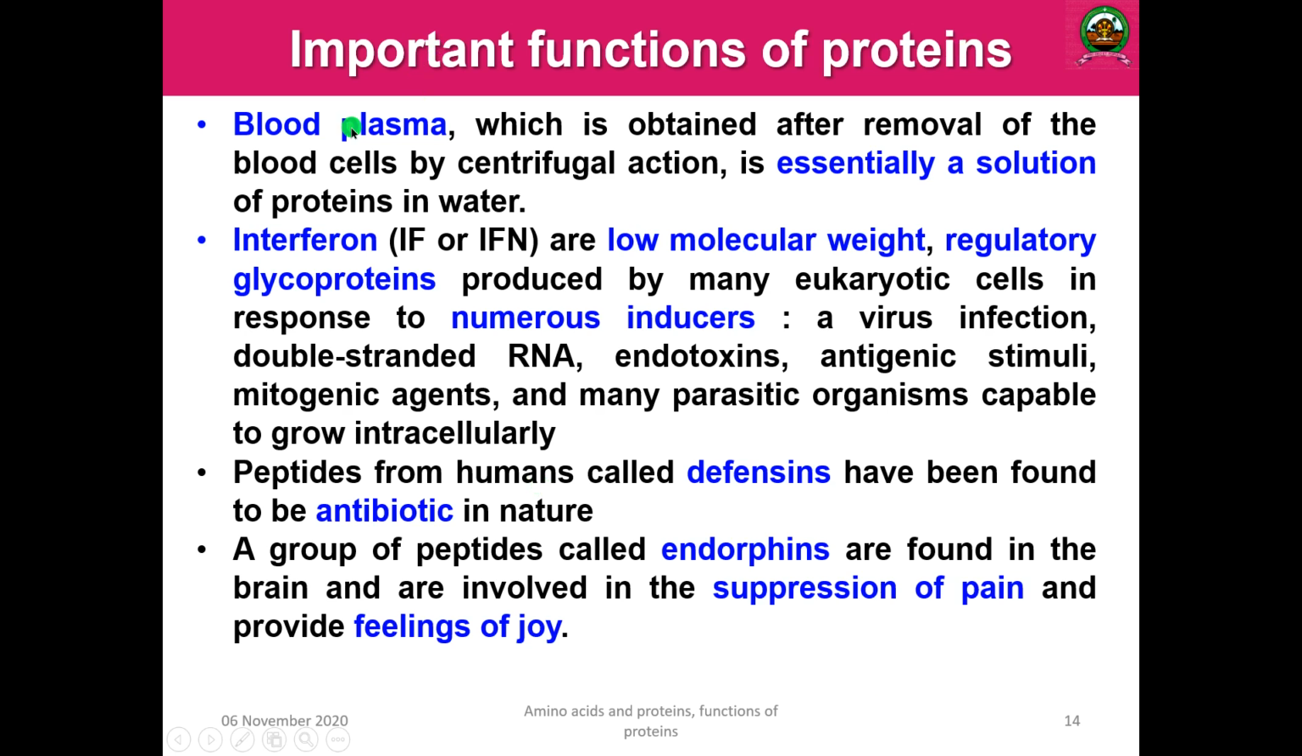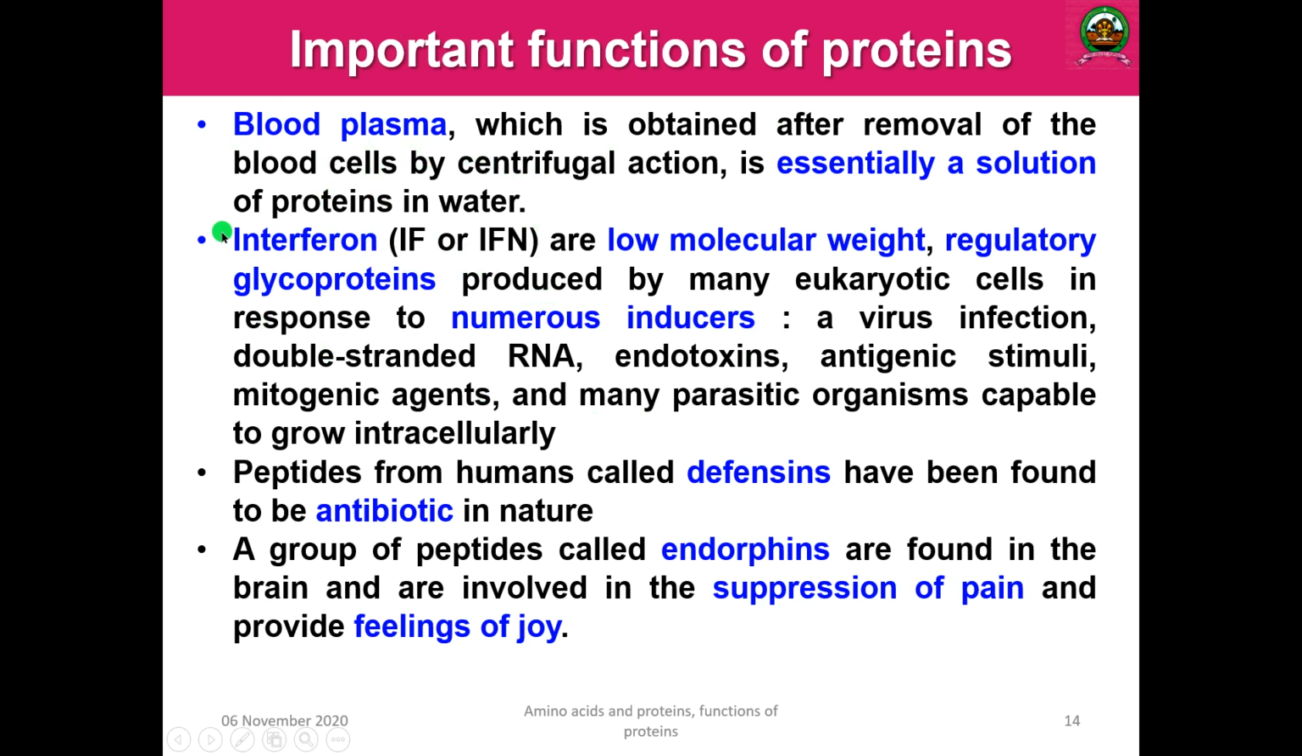Then certain protein like blood plasma. That means to say if you centrifuge the blood and remove the blood cells, you will be getting a straw colored fluid, that is known as blood plasma. That is very much essential, a solution that contains a lot of antibodies. Essentially a solution of proteins, and those proteins are mainly antibodies.